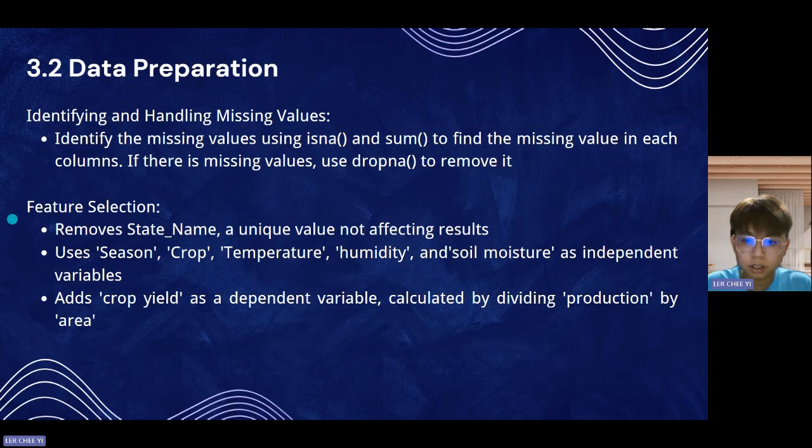In data preparation, we handle missing values first. We use isna function and sum function to identify missing values and dropna function to remove them. After that, feature selection. We remove state name as it does not affect the result. We also use season, crop, temperature, humidity, and soil moisture as independent variables. We added crop yield as the dependent variable, calculated by dividing production by area.